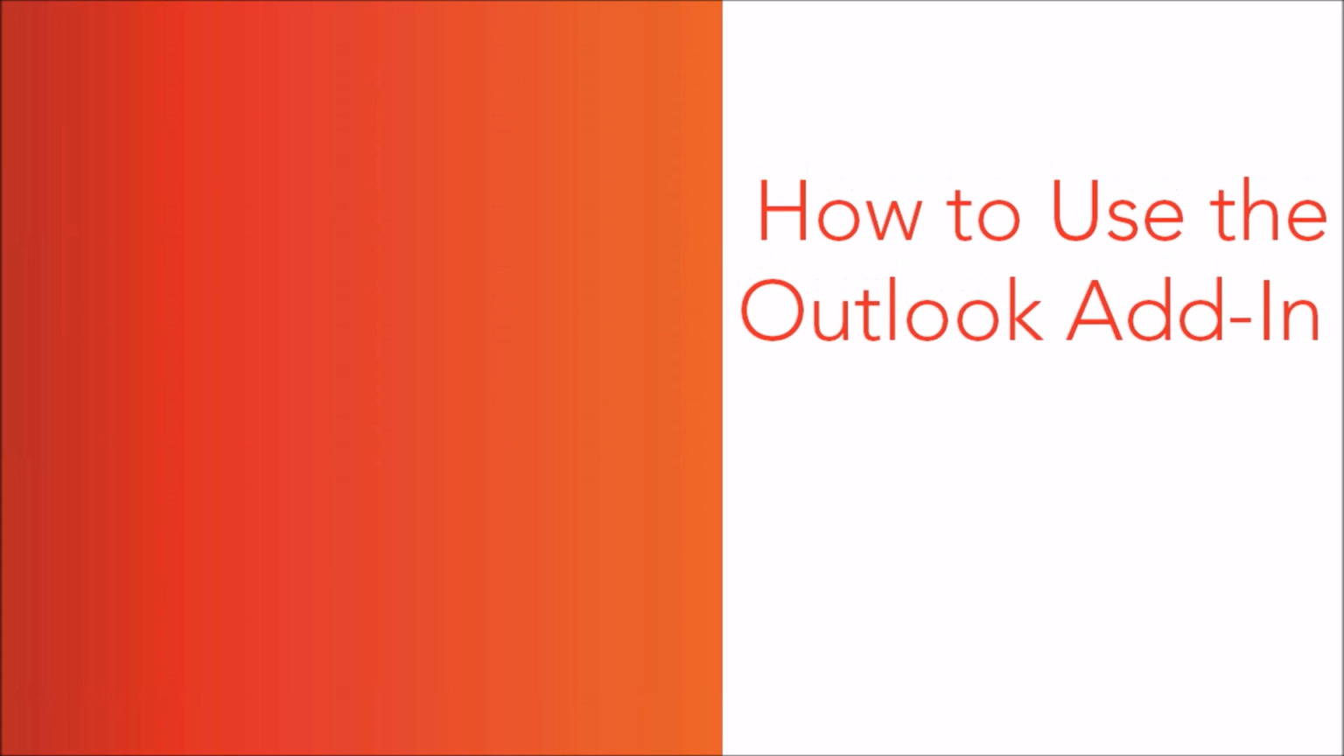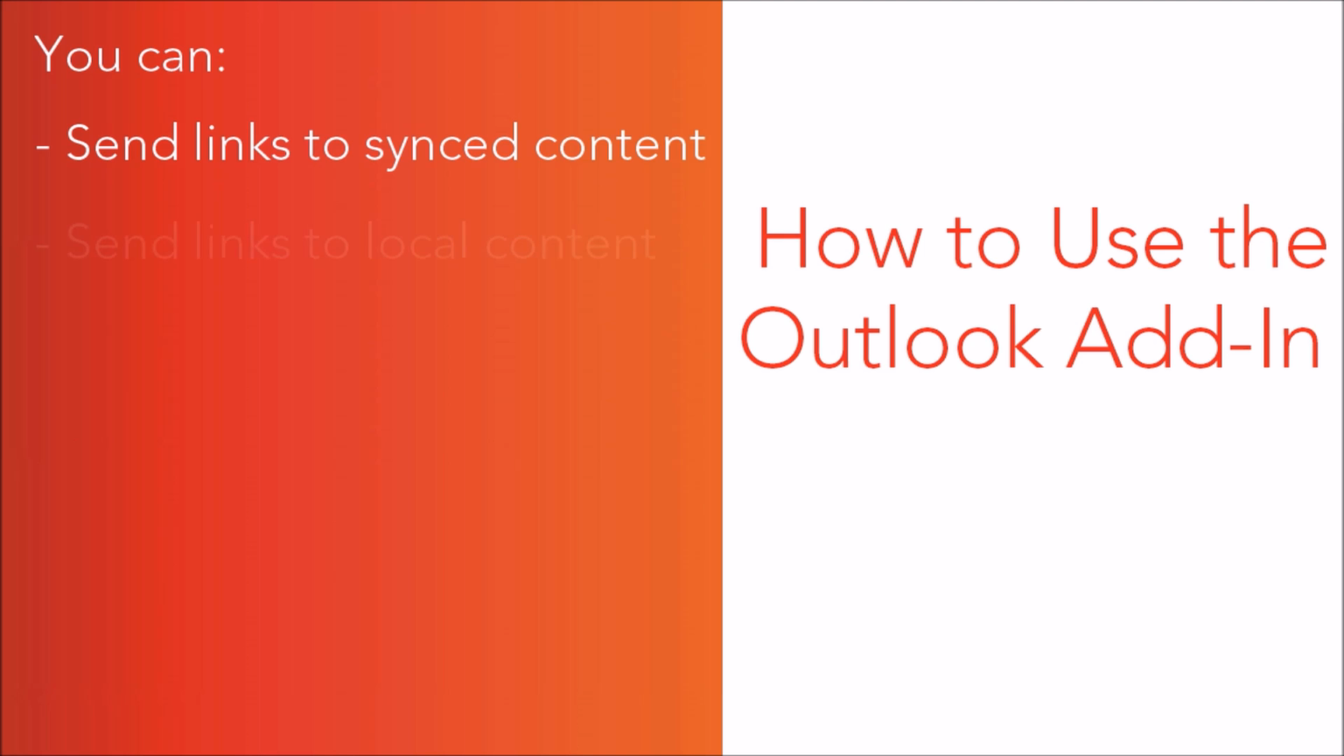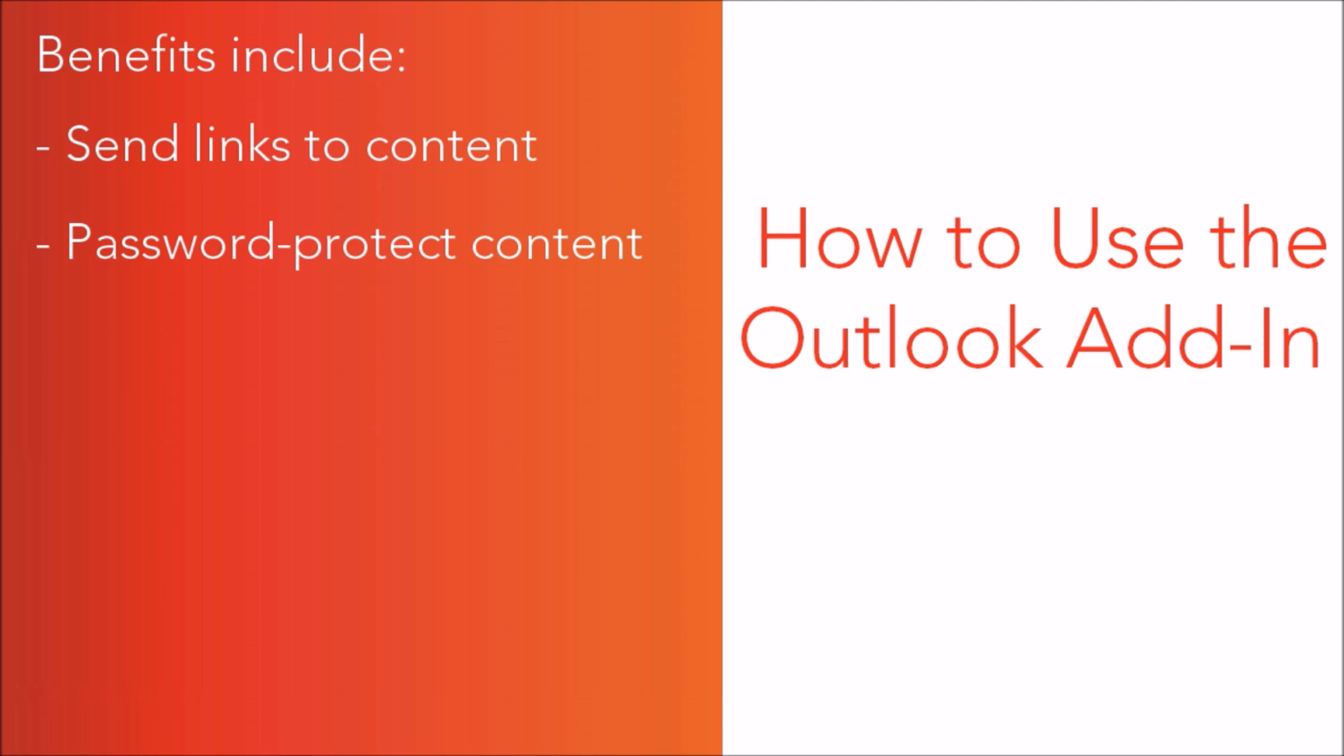lets you email links to files and folders using your Windows Microsoft Outlook application. When you use the Outlook add-in, you can share links to synced items, as well as local content, directly from within your email platform. Benefits of the Outlook add-in include easily send links, rather than standard attachments, to large files and folders. Optionally, password protect your content by sending secure share links.